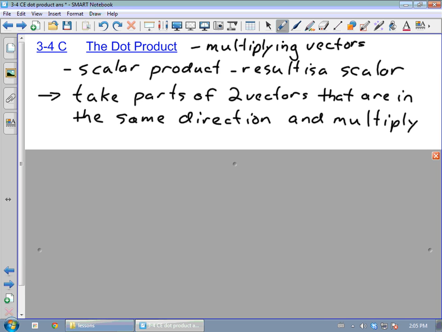It says, okay, we've got 2 vectors, they point in different directions. What would happen if they pointed in the same direction? Let's just take the aspect of them that points in the same direction, and we'll do the multiplication using those. And hopefully by the end of this, you'll see what I mean by that.